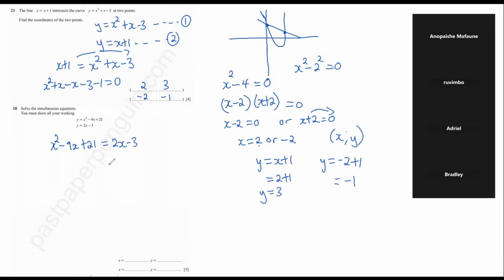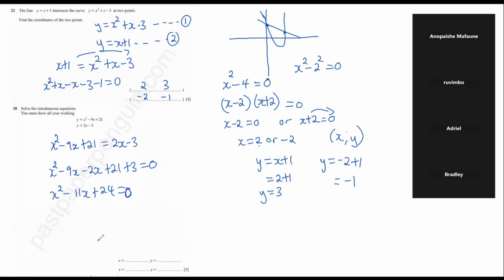So we arrange it into a standard quadratic equation, which is x squared minus 9x minus 2x plus 21 plus 3 is equal to 0. So here it will be x squared minus 11x plus 24 is equal to 0.